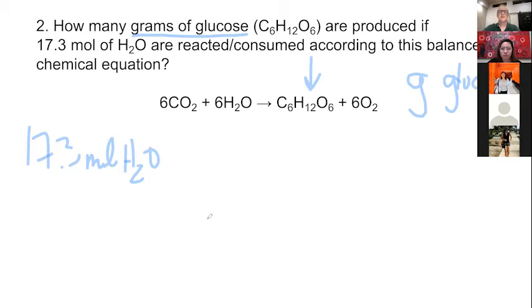I could pretty easily find out how many moles of glucose are produced, right? That'd be pretty straightforward. But grams, that's going to be tricky. So there's information here I don't have. What do I need to calculate? Molar mass. Molar mass of what? Of the sugar, of the glucose, that's right.